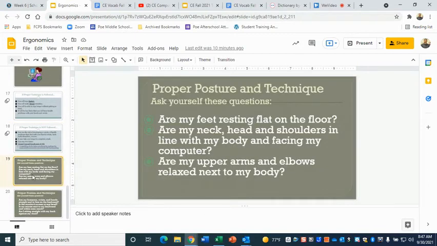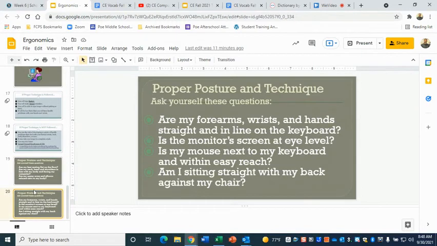Proper posture and technique. Ask yourself these questions when you sit down. Are my feet resting flat on the floor? Are my neck, head, and shoulders in line with my body and facing my computer? Are my upper arms and elbows relaxed next to my body? Are my forearms, wrists, and hands straight and in line on the keyboard?